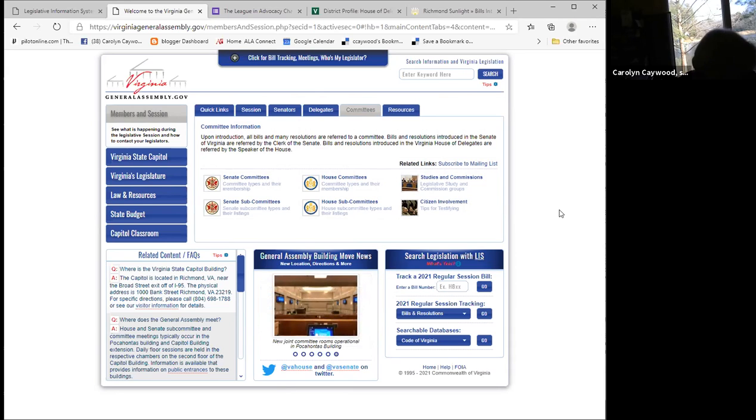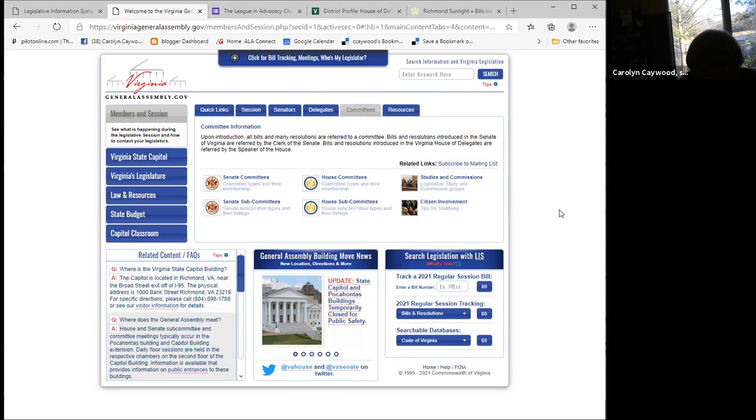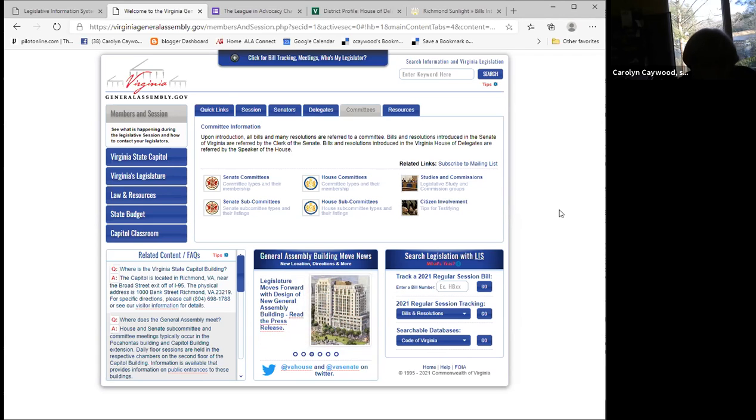Committee assignments are one of the ways that the party leaders exercise control. You may have read that the Speaker of the House took one committee away from each of 3 delegates who had signed a letter asking the vice president not to accept Virginia's electoral vote.